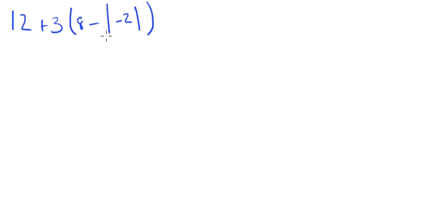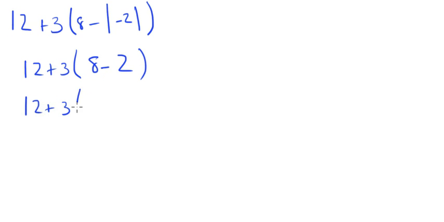Absolute value. Because it's inside the parentheses, we're going to have 12 plus 3, parentheses, 8 minus, and what's the absolute value of negative 2? 2. Does that look right so far? Yeah. Okay, so then we're going to do 12 plus 3, and then parentheses, what's 8 minus 2? 6. Then we're going to have 12 plus, what's 3 times 6? 18. And that equals 30, right?